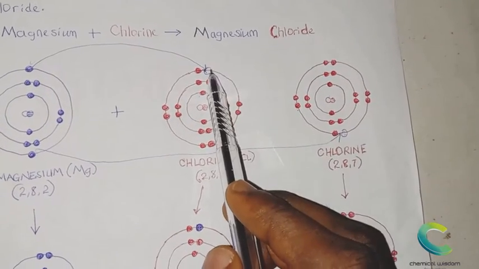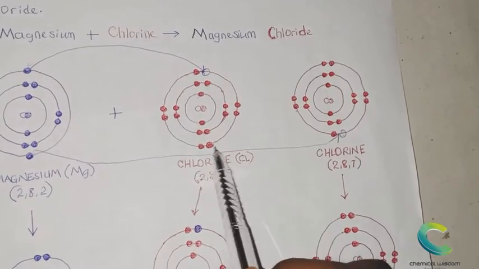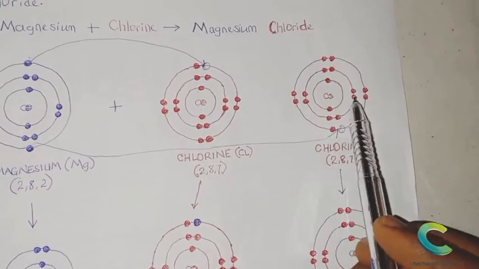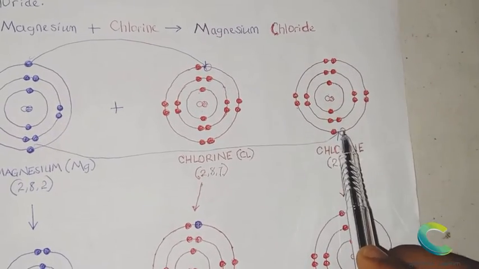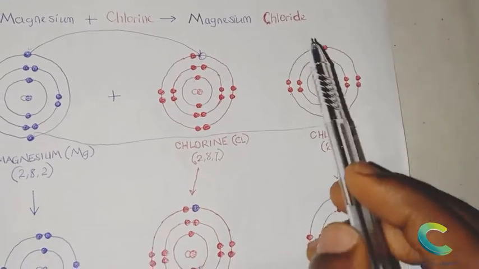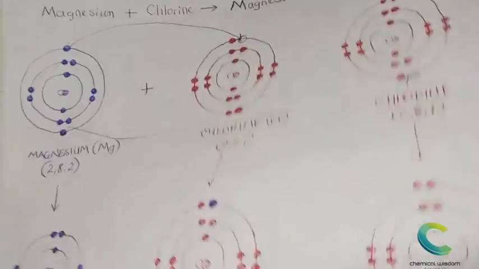What does that mean? The first chlorine atom now has 1, 2, 3, 4, 5, 6, 7, 8 electrons in the valence shell. The same thing happens to the second chlorine atom. It will have 1, 2, 3, 4, 5, 6, 7, 8. So both of them will have 8, 8. This is what the structures now look like.